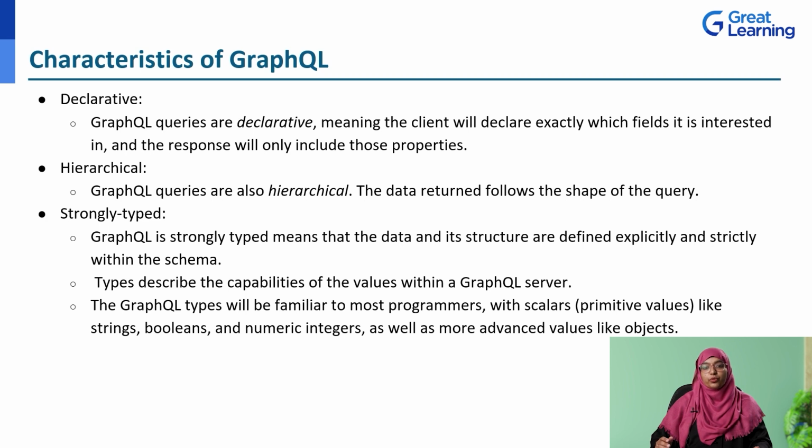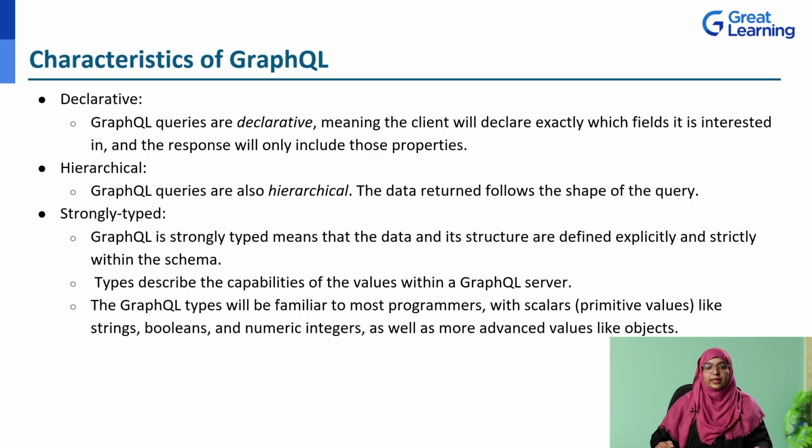But then with the help of your declarative queries, you will be able to bring back exactly that field which you are interested in, as a response from your servers, right? And then your GraphQL queries are also hierarchical. The data returned follows the shape of your query, like how we have your SQL queries. The same way you can have your GraphQL queries, and the data is structured in a hierarchical way, the way you have asked for, like you have your username, you have your password, you have your gender, age. So it gives you a hierarchical structure in the shape of your query.